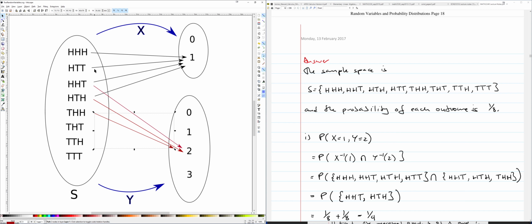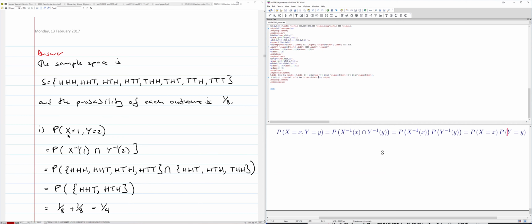Now, x is equal to 1, as I said, is these four cases over here, and that's in fact the pre-image of 1. So I can write that as the pre-image of 1. And likewise, y is equal to 2, these three cases here, you can write as the pre-image of 2. For both of these, to get the probability x is equal to 1 and y is equal to 2, you're actually intersecting the event when x is equal to 1 and the event when y is equal to 2. Why I mention that is that working out this joint probability in the discrete case is calculating a probability of an intersection of events.